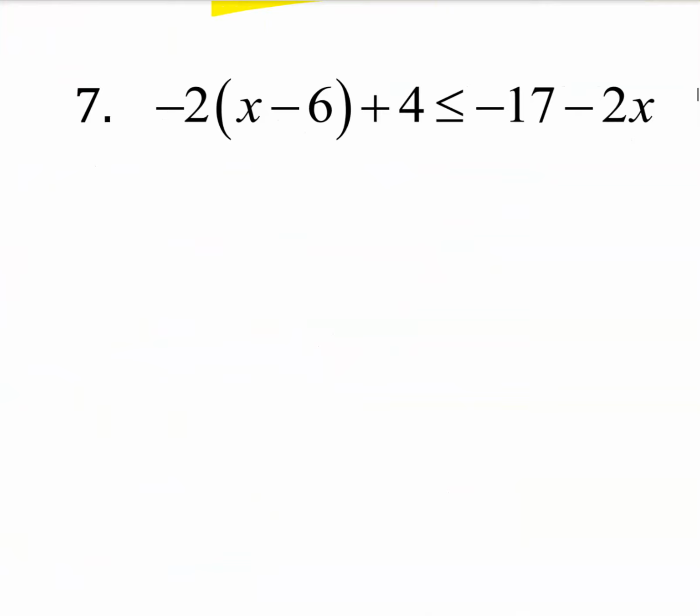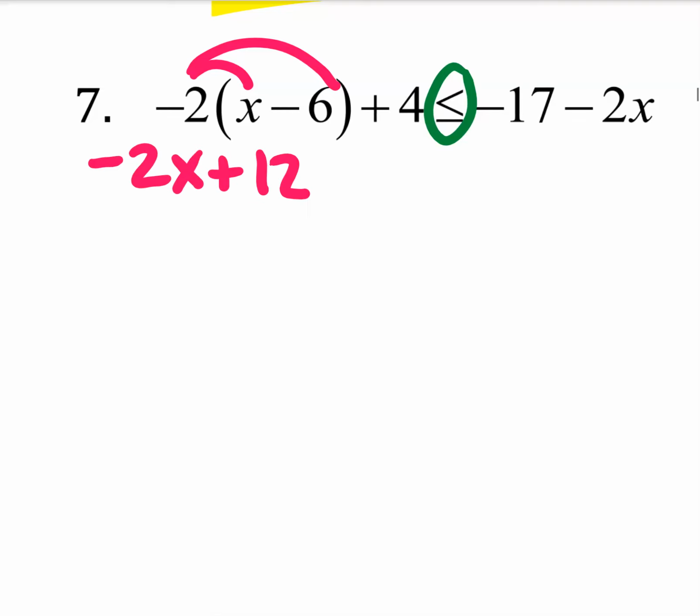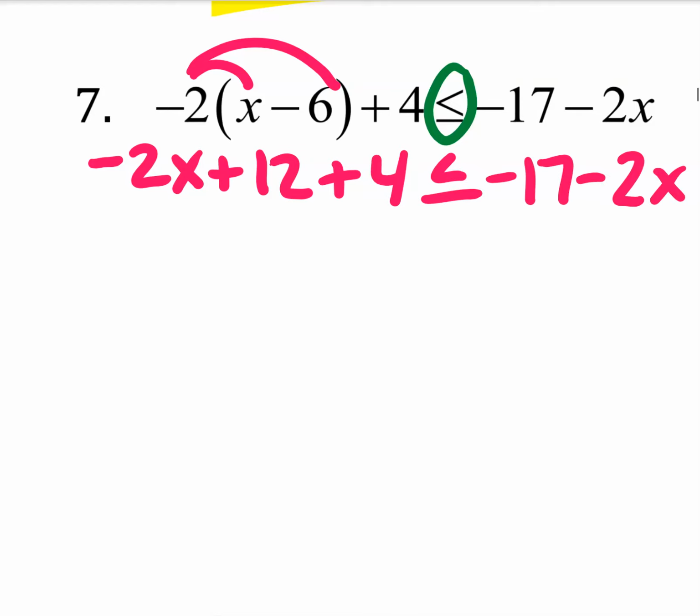Number 7, really similar, except this time I have an inequality. So I'm going to have to watch out for any multiplying or dividing by negatives. But I do have a distributing at first. I am going to distribute the -2 to everything in the parentheses. I'm going to ignore that +4 because it's not in the parentheses. So -2x plus 12, sorry, plus 4 less than or equal to -17 minus 2x.